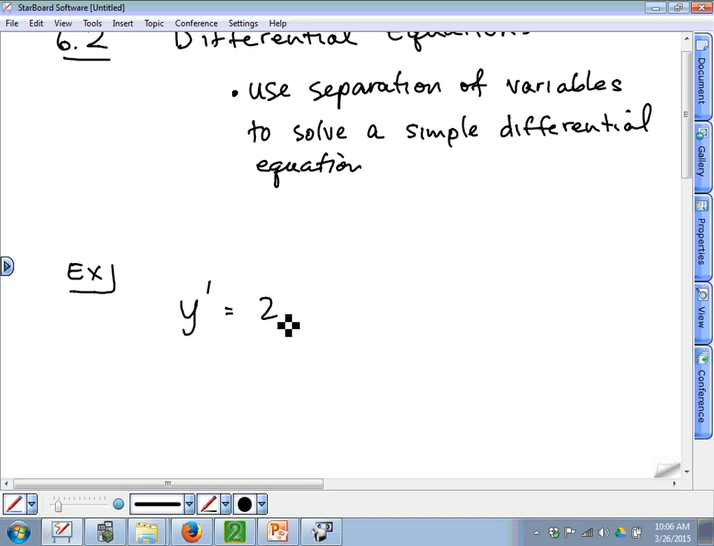If it was just y prime equals 2x, would this be a very hard differential equation to solve? Just integrate both sides, and you get x squared plus c. That would be really easy. But if it's 2x over y, you have to use this process called separate your variables. And it's not that hard. You ready? Multiply the y over.